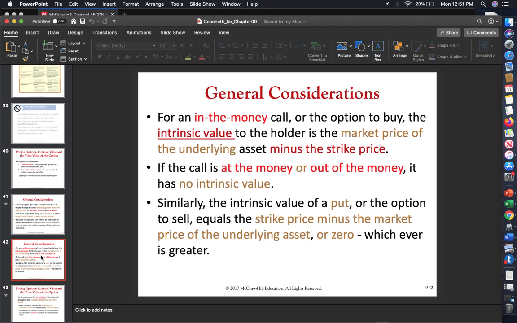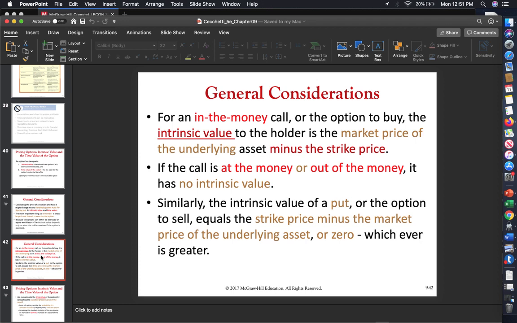So for example, if we talk about the Apple stocks again, if the price of Apple stock is $105 and the strike price of the call option is $100, it means by executing that, I make $5 profit per option, so it's in the money. It's in the money by $5 exactly.